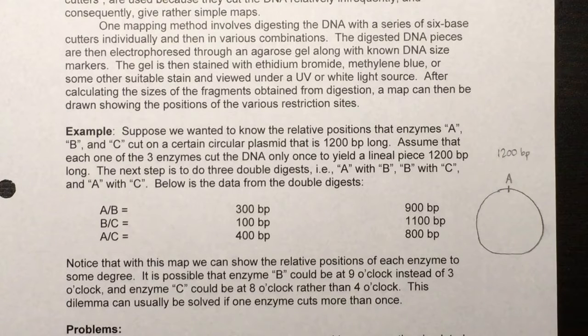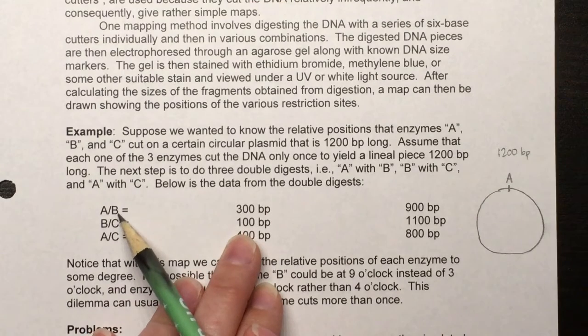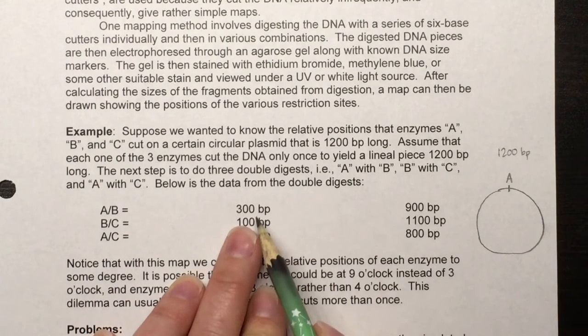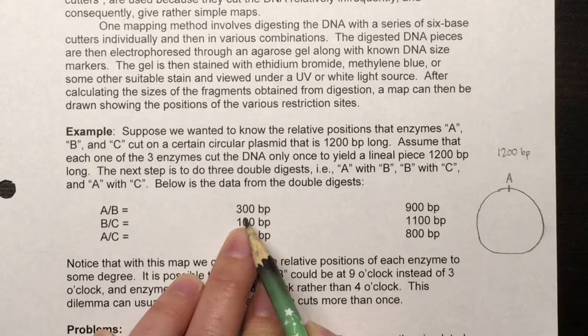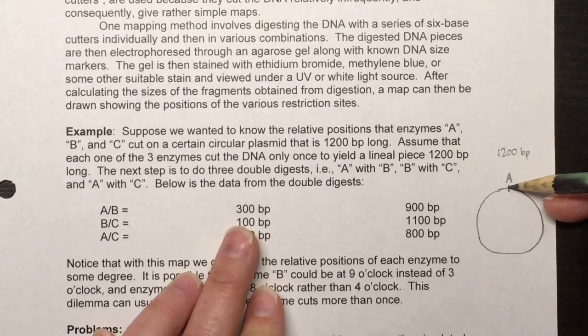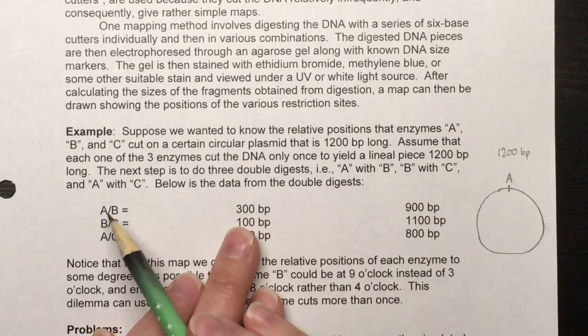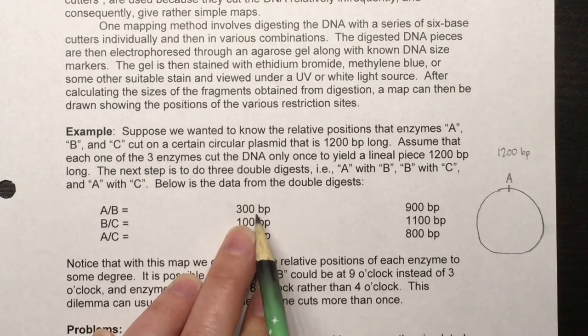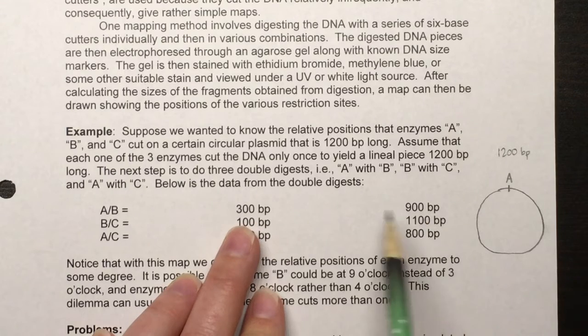So what scientists then did was run restriction enzyme A and B, allowed them to digest or cut the plasmids, and then ran it through gel electrophoresis. When both A and B were run, there were two fragments that came up at 300 and 900 base pairs. So say I established A cut at the 12 o'clock position, where would B have cut in order for two fragments to be made that were 300 and 900 base pairs?